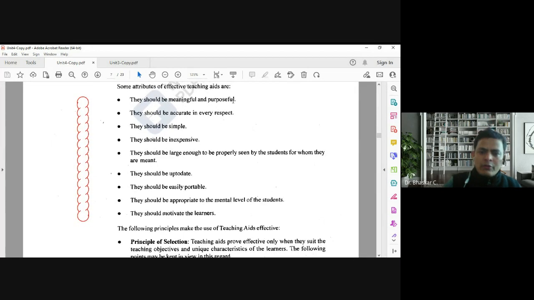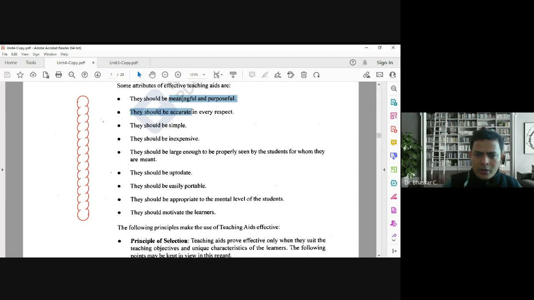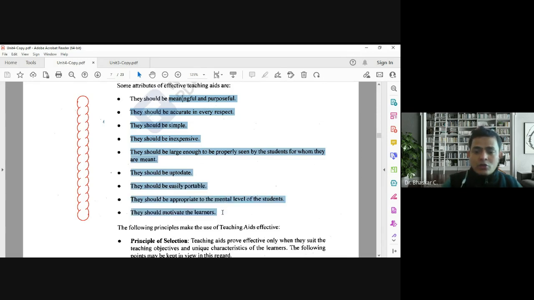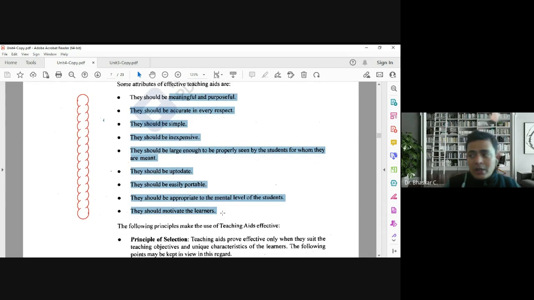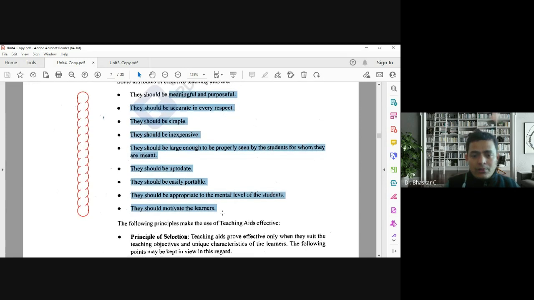They should be meaningful, purposeful. It should be accurate. It should be simple, not very expensive. It should be appropriate in size, up to date. It should be easily portable, appropriate to the mental level of the learners, and it should motivate them. So these are very simple characteristics which are required to decide the teaching aid.